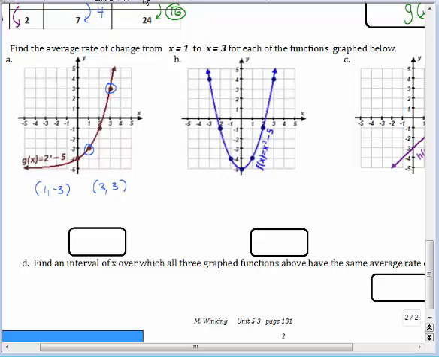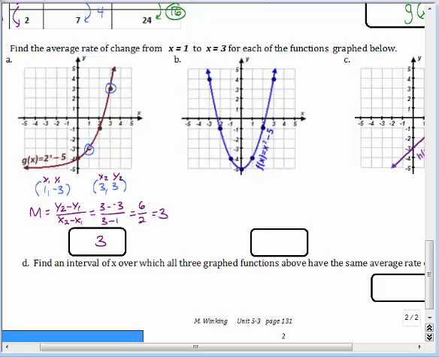So there's two ways we can do this. We can use the graph to find it, or we can use the equation. So we can do y2 minus y1 over x2 minus x1, which in this case would be 3 minus -3 over 3 minus 1. And you can see that's x1, y1, x2, y2. So this would be 6 over 2, which is 3.